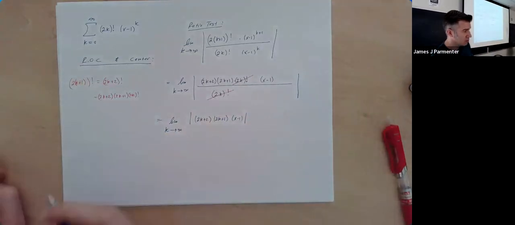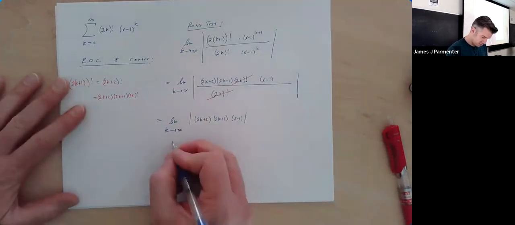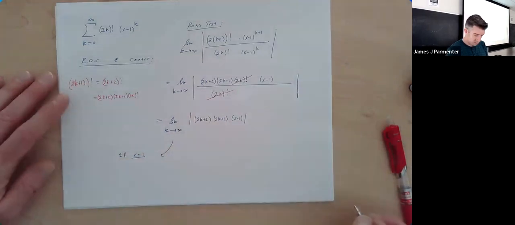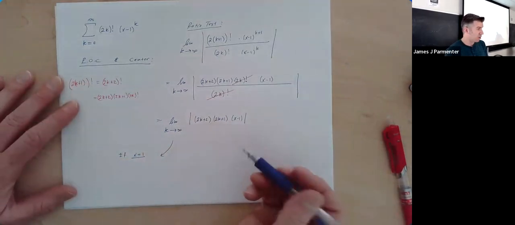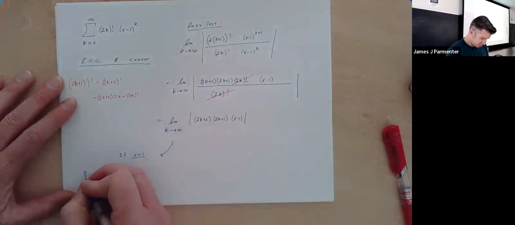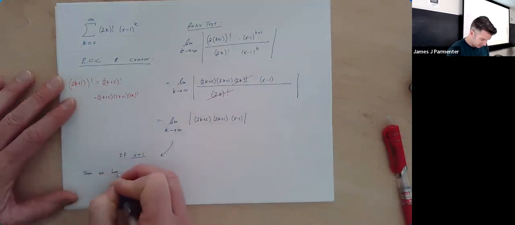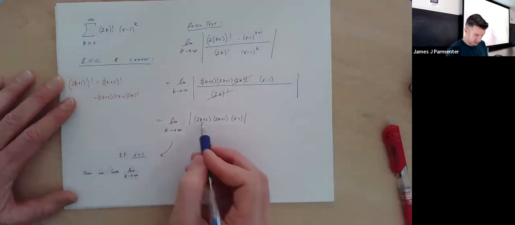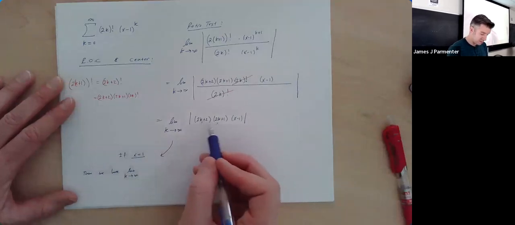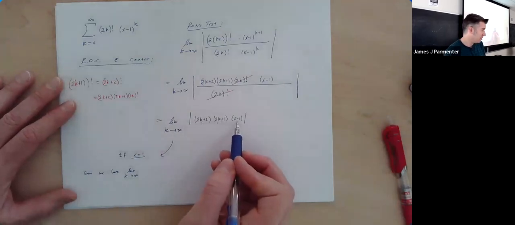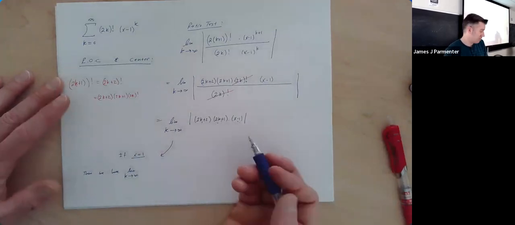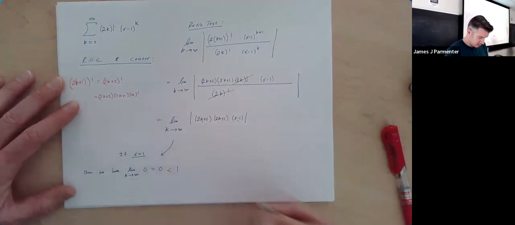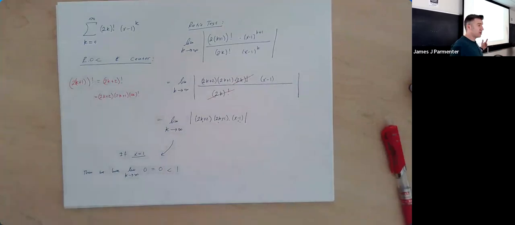So one of 2 things can happen here. If x is equal to 1, then you're going to get a limit of 0. We have the limit as k approaches infinity of 2k plus 2 times 2k plus 1 times 1 minus 1, which is 0 times something, which is just 0. And the limit of 0 is 0, which is less than 1. So if x equals 1, this whole thing converges.